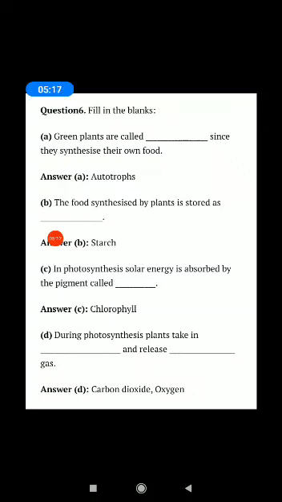All of you note the answer in your book. In photosynthesis, solar energy is absorbed by the pigment called chlorophyll. Next, during photosynthesis, plants take in dash and release dash gas. Answer, carbon dioxide, oxygen. All of you write in your book.